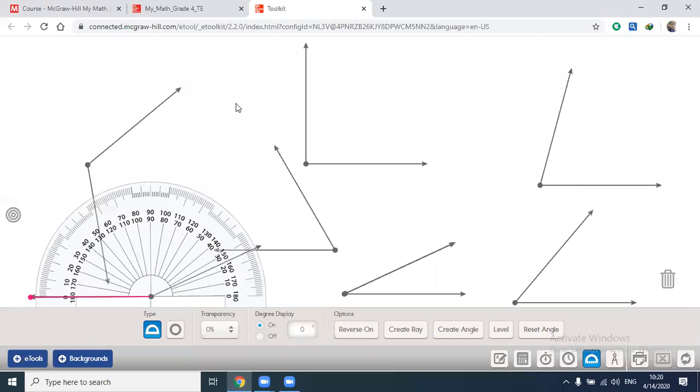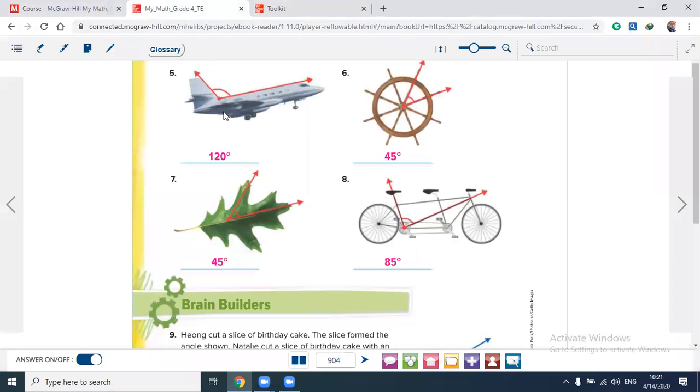Anyone has a question about how to measure the angle? Anyone has a question about the angle? The period has ended. Okay, we are finished. I hope you understand everything. Be careful about this one, please. The protractor is very important.